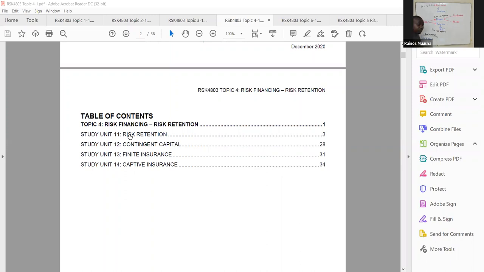Because remember, as an organization, if you don't have the capacity to go the risk retention route, it means automatically you have to go the risk transfer route, for example through the insurance route.